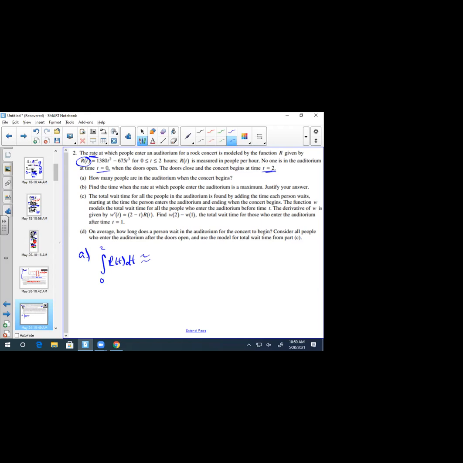Now, part B says, find the time when the rate at which people enter the auditorium is a maximum. If R of t is the rate at which people enter, we're finding when the rate that people enter is a maximum. So what do we need to do with R of t? Setting R of t equal to 0 gives us what? When what is a maximum?